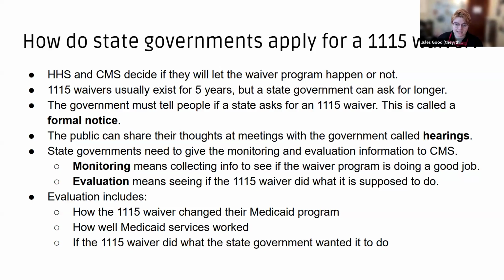When a state applies for an 1115 waiver, the state and the federal government both have to tell the public that they are doing that, that they're applying, and that's called a formal notice. The public can then share their thoughts at meetings with the government called hearings, which we'll come back to later.